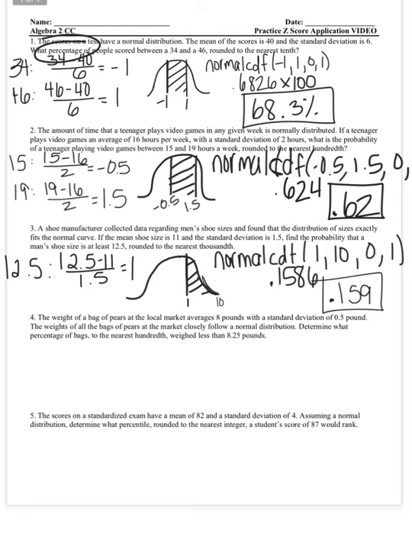Number 4, the weight of a bag of pears at the local market averages 8 pounds with a standard deviation of 0.5 pounds. The weights of all pears are normally distributed. What percentage weighed less than 8.25? So 8.25, that's more than the mean, so that's going to be on the right side. And we want to weigh less than that. So we're below that z-score. Because there's no boundary on the left side, meaning your lower boundary, that's going to be a negative 10.